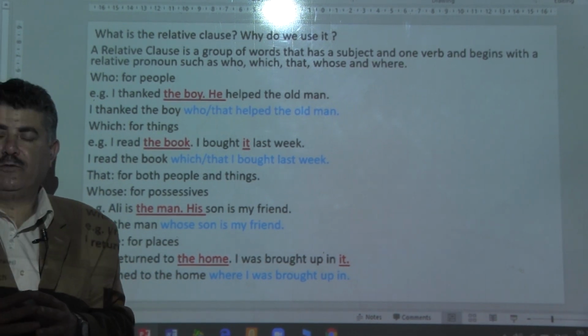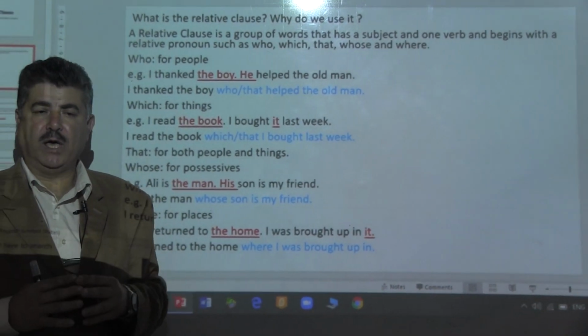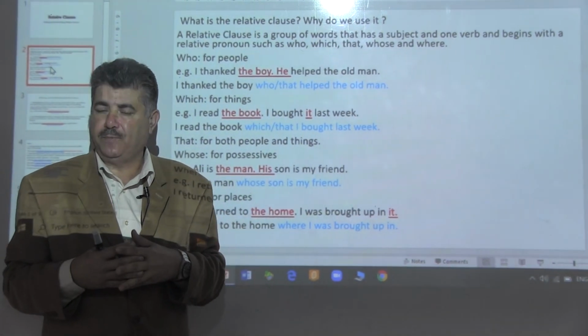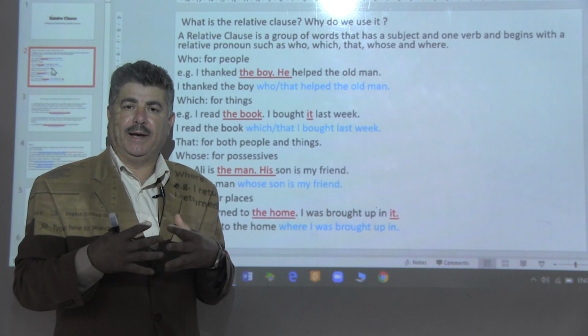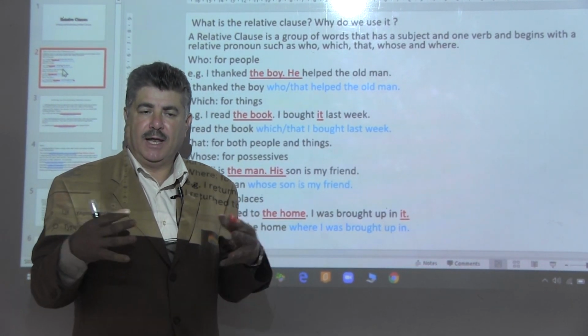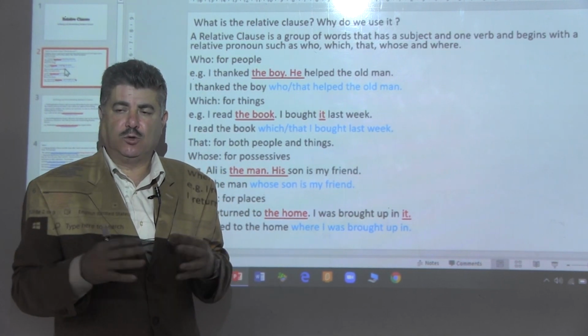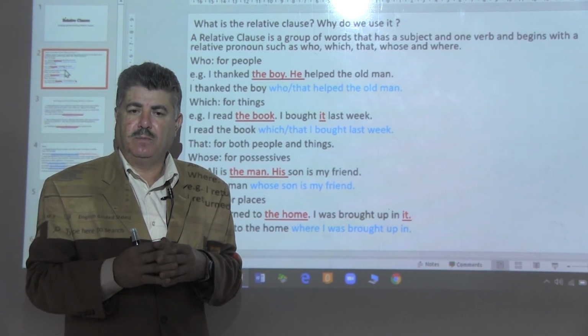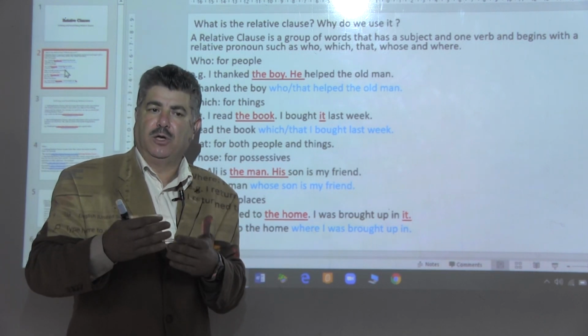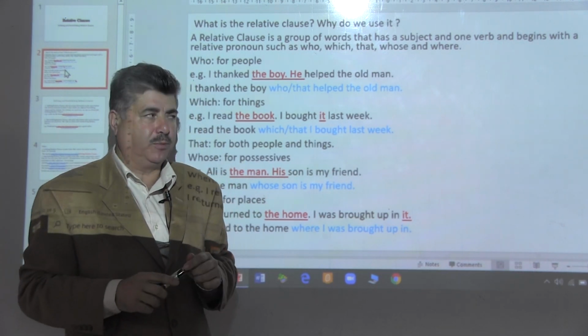The purpose of using the relative clause is that we have two simple sentences. We are going to join them together to form one linking or one complex sentence. الهدف من استخدام relative clauses إنه أربط جملتين مع بعض مشان أكون جملة واحدة باختصار، in order not to repeat the nouns and the pronouns.